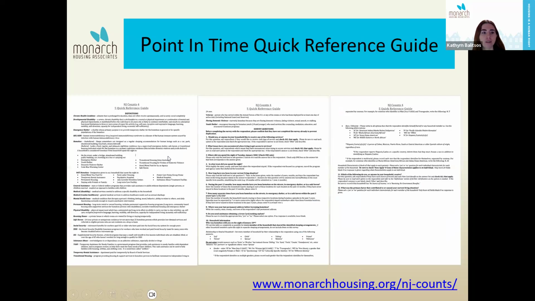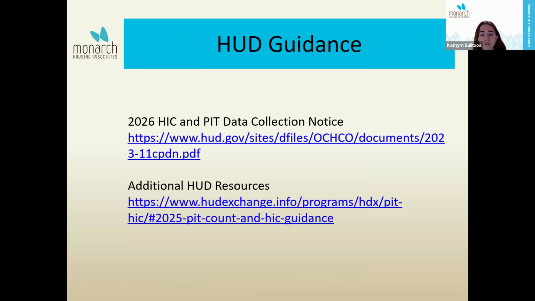This is what the reference guide looks like. Like I was saying, it's a 3-page guide on the website, and it goes through pretty briefly all the different definitions and abbreviations you might need when you're filling out the survey. It's good to have with you when you're going out for the count itself and during that week of surveying. For further information on HUD guidance, we'll be sending out this information, but you can go to either of these pages on the HUD websites to get more resources.